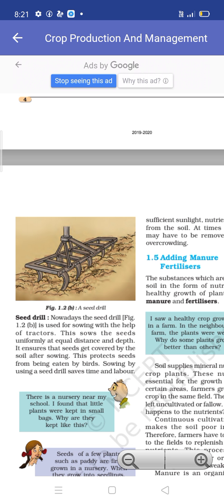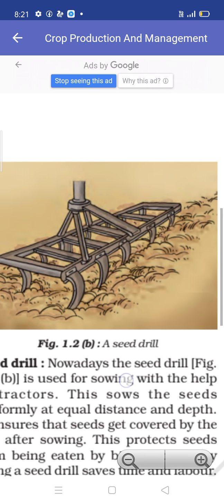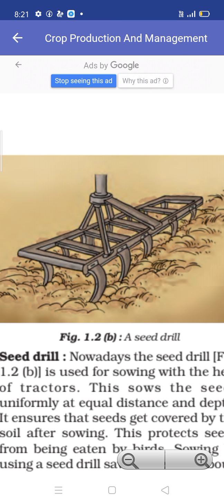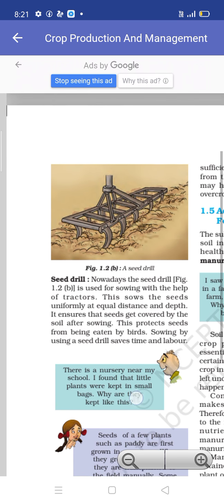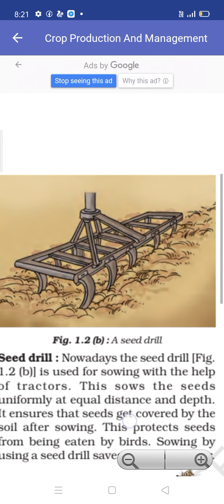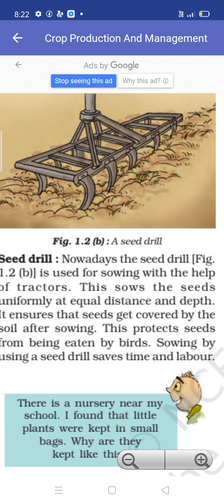And the seed drill. Nowadays the seed drill is very important, and you can see it in this image. It is used for sowing with the help of tractors. It sows the seeds at equal distance and depth, and it also ensures that seeds get covered by soil after sowing. This also protects them from being eaten by birds. Sowing with a seed drill saves time and labor, which is very beneficial.